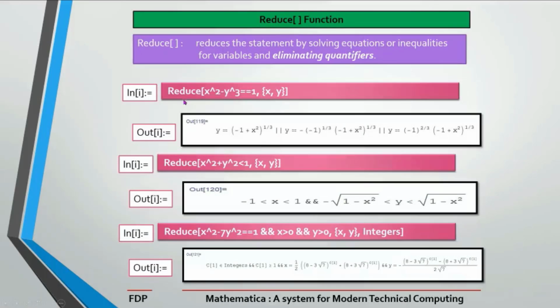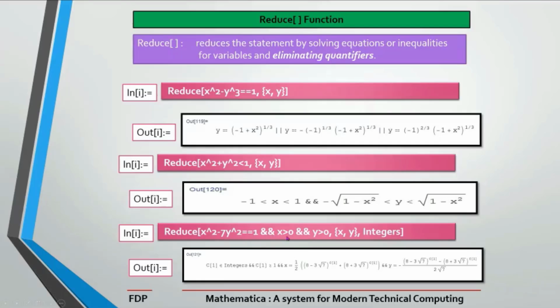Here you have Reduce of x square minus y cube equal to 1, and the variables are your x, y, then you will get your answer like this one. So you can reduce as many systems of equations as you want. Here the last one, x square minus 7y square equal to 1, and that is the second equation, or you can use your conditions, that is the variable condition.